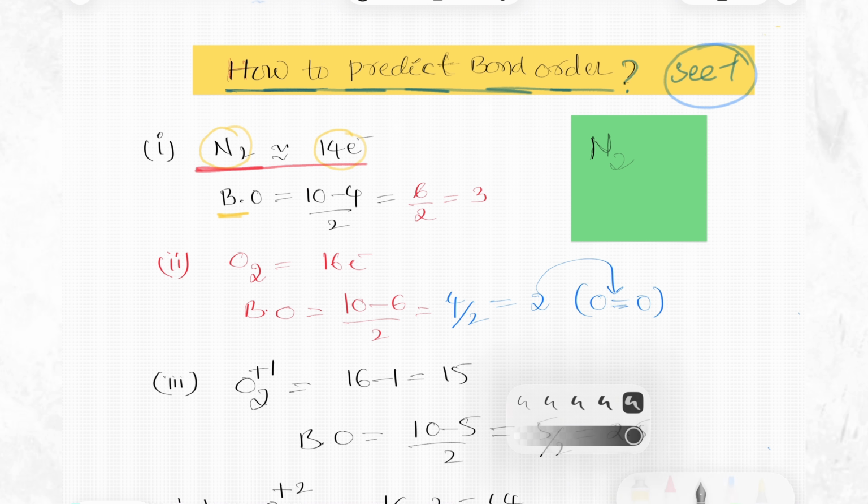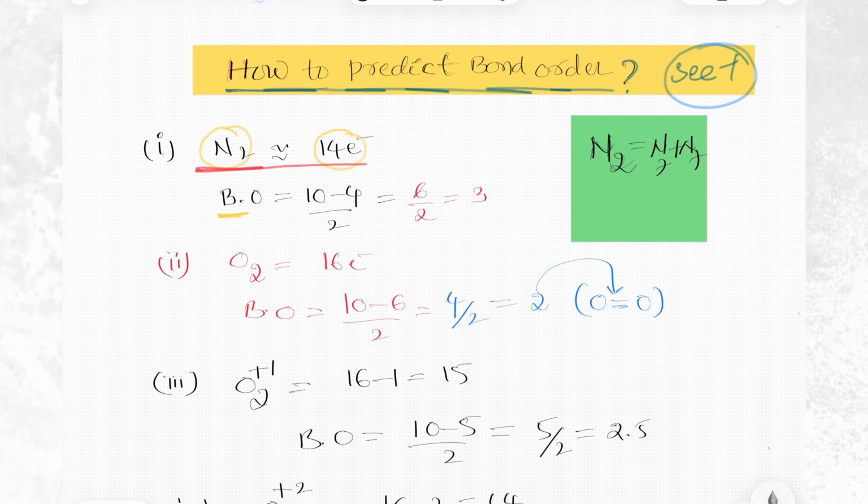Yes, nitrogen is given like this. Okay, student. Then we can say the total number of electrons in N2 is 14. That 14 we can remember as (10 minus 4) by 2.